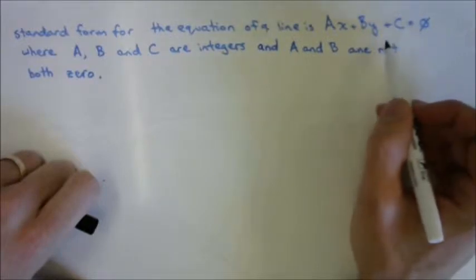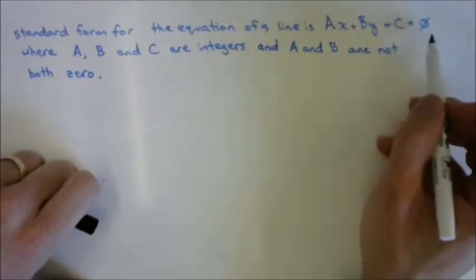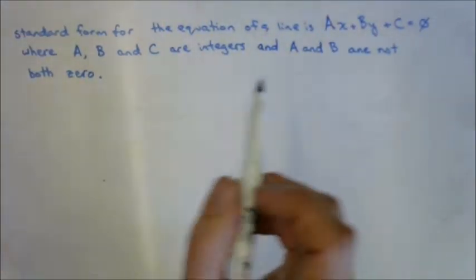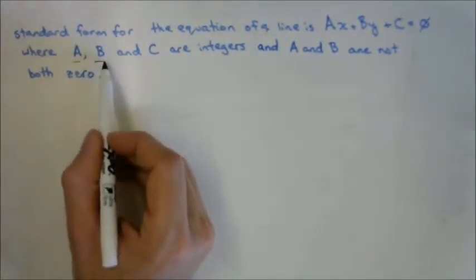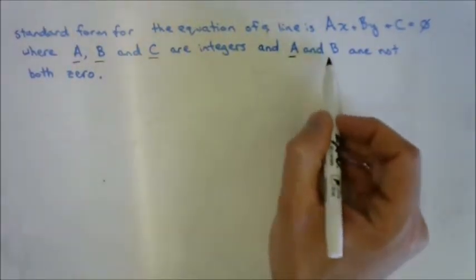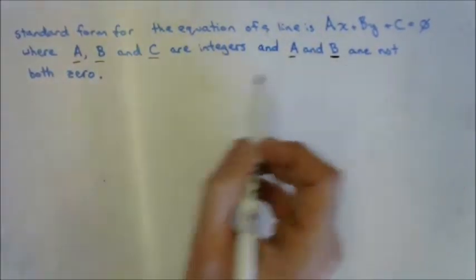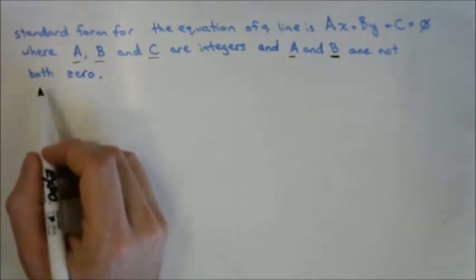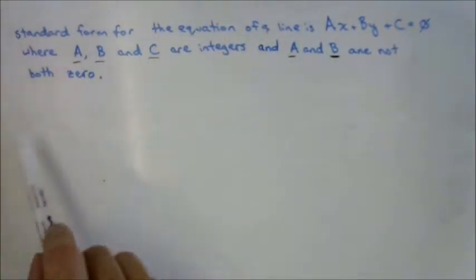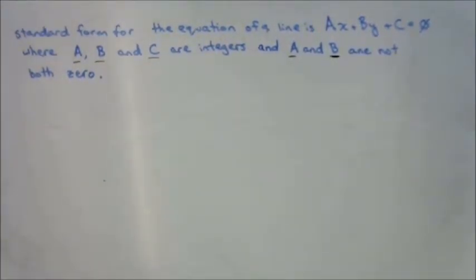Well, what if c was 7? Then we'd have 7 equals 0. It doesn't make any sense. So it can't work that way. So the rules are A, B, and C are integers, and A could be 0, and B could be 0, but not both of them. Not both of them, and it would still be standard form. C could be 0, yep. There's no rule there. C is the constant. If it were 0, it would just be ax plus by equals 0. And that's fine too.